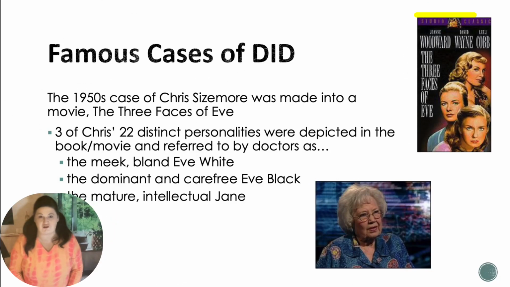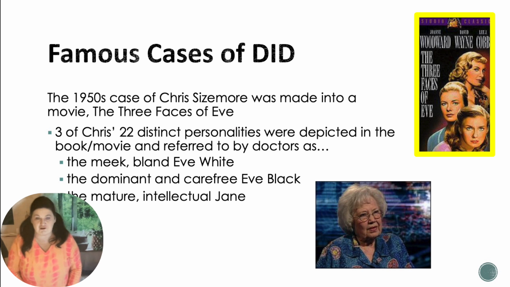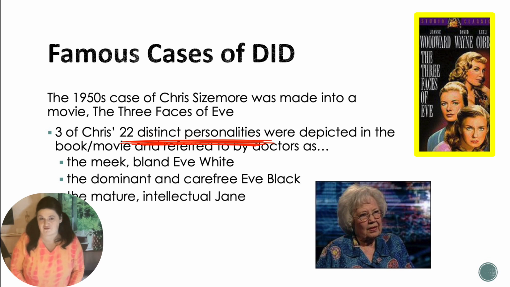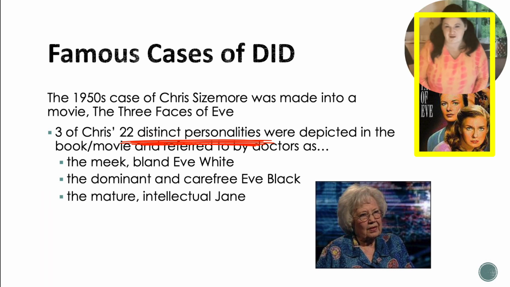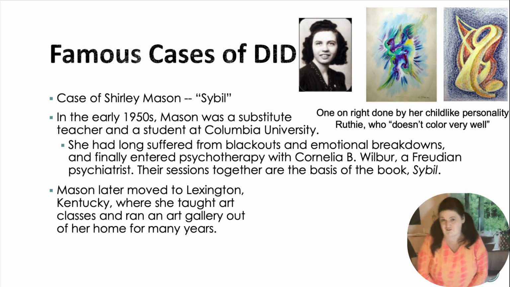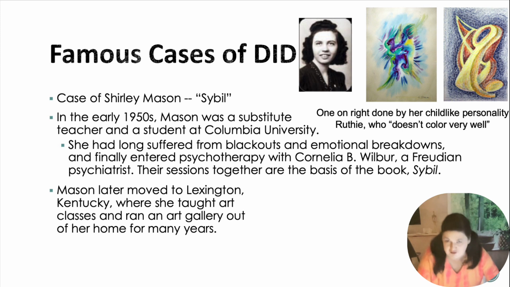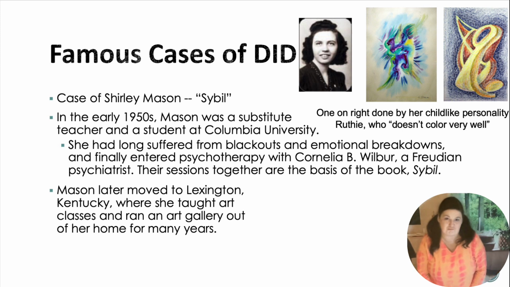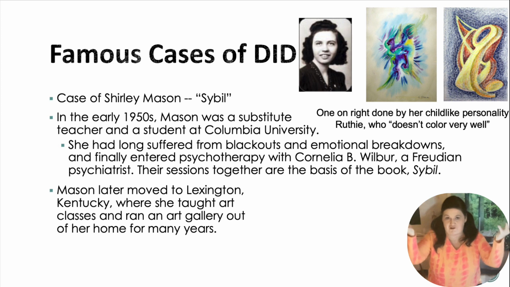She was made into a movie called Three Faces of Eve, and three of Chris's 22 distinct personalities were depicted in a book and a movie, referred to by doctors as Eve. And you can read about the differences in each of those personalities. The really famous case is Sybil, right? Her name was Shirley Mason, also in the early 1950s. She was a substitute teacher and a student at Columbia University, an Ivy League college, right? She had long suffered from blackouts and emotional breakdowns. Like Sybil, her true identity and personality blacks out and goes unconscious while the other personalities come breaking through.